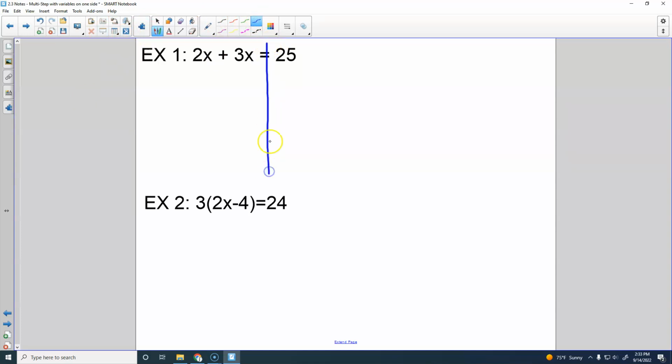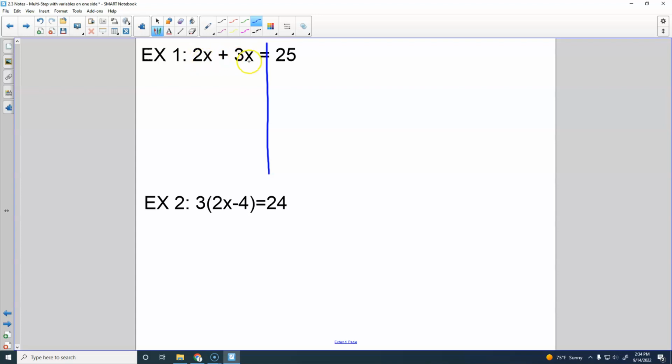We've got 2x plus 3x equals 25. Step 1 tells me to distribute if necessary. So, Aiden, do we need to distribute here? Yes. What would we distribute? 2x and 3x. That is not called distributing. We do need to deal with the 2x and 3x, but is there anything to distribute? No. What do we need to do with the 2x and 3x? Just combine. So we do not distribute.